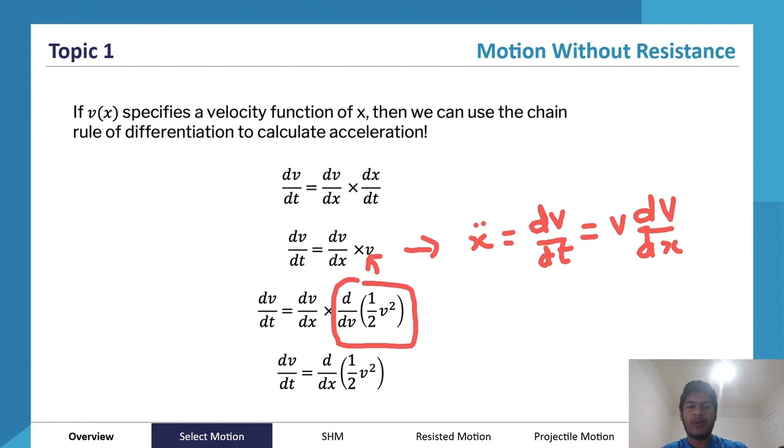Now, that seems like we're overcomplicating things, but here's where the chain rule comes in again. You see we have a dv here and a dv here. That means that they sort of cancel. Now, again, not exactly cancellation. It's just a result of the chain rule, but we can sort of treat it like fractions. And so we can say dv dt equals d by dx of v squared on 2. Now, that's our second form of acceleration.